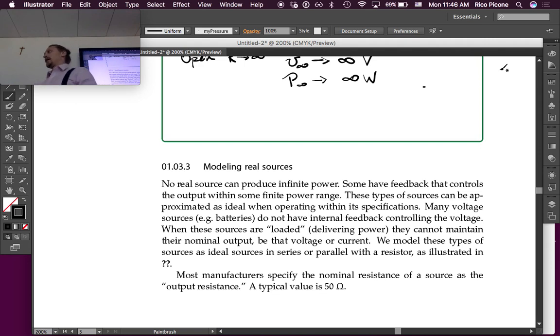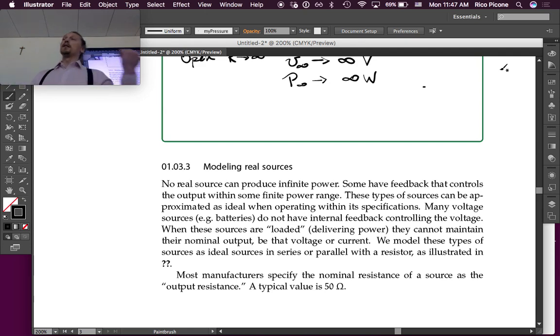That's not what a battery does, though, and that's not what a lot of sources do. So we want to be able to model both. And of course, even these sources with feedback can't supply infinite power. There's a certain point at which it can't supply that power, so you have to stay within its specs to supply the correct voltage, or the correct current if it's a current source. If you wanted to model one of those, you would say it's ideal as long as we stay inside the operating regime. Just treat it like an ideal source.